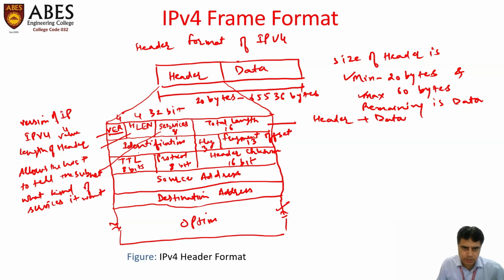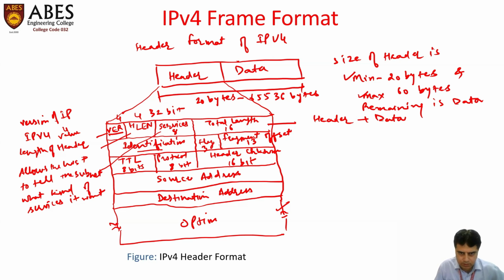So the identification field tells which datagram is originating from the source host. When a datagram is fragmented, the value in the identification field is copied into all fragments. The identification number helps the destination in reassembling the fragments at the destination.